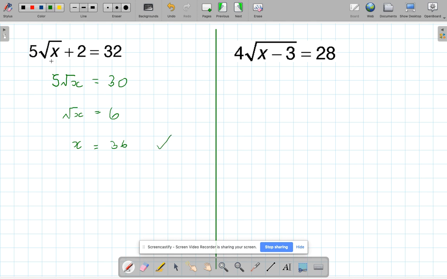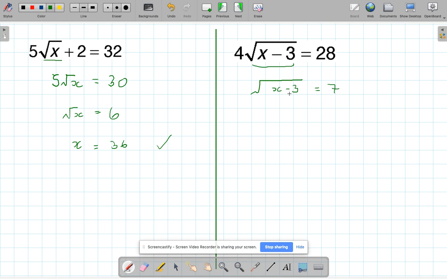Now here, the x is inside the square root sign on its own, but here I've got something attached to the x inside the square root sign. So I need to deal with this one a little bit differently. Let's divide both sides by 4 to begin with. So I'm just going to leave that x minus 3 in there. I'm going to divide this side by 4. I'm going to divide 28 by 4 to get me 7.